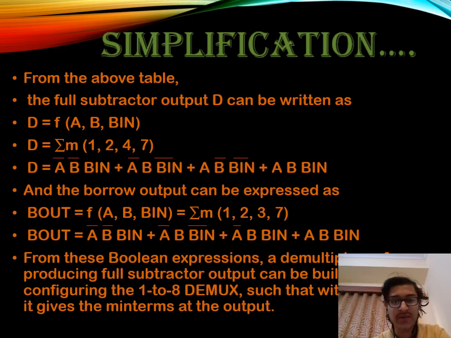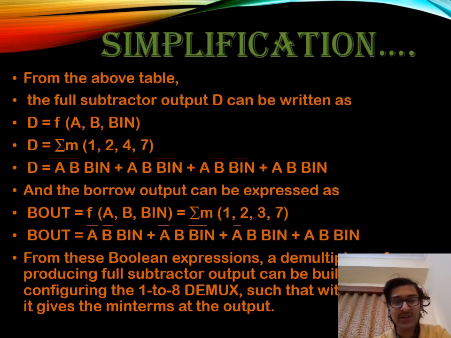As you can see from the above table, the full subtractor output D can be written as D equal to F(A, B, B in). I wrote B in equal to C. You can also write D equal to sigma m, which is minterm 1, 2, 4, 7, as I explained. D I can write as A bar B bar B in plus A bar B B in bar plus A B bar B in bar plus A B B in.